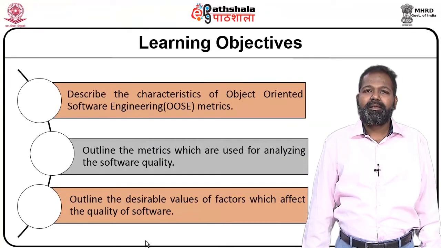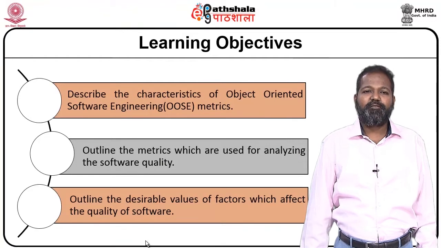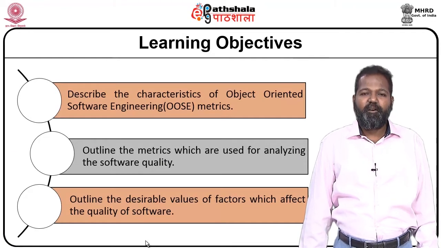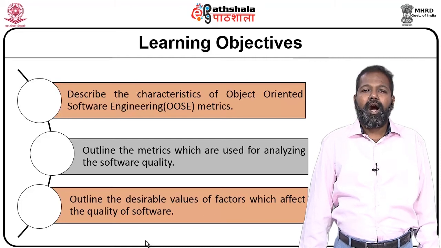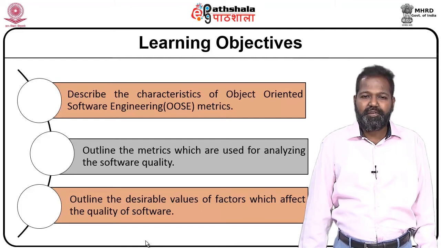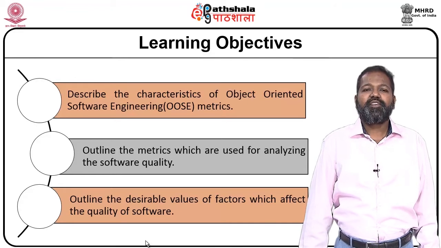Learning objectives: describe the characteristics of object oriented software engineering metrics, outline the metrics which are used for analyzing the software quality, outline the desirable values of factors which affect the quality of software.